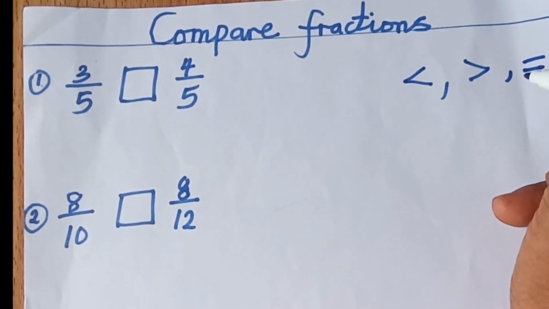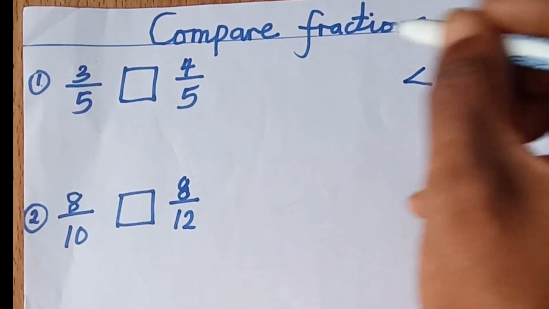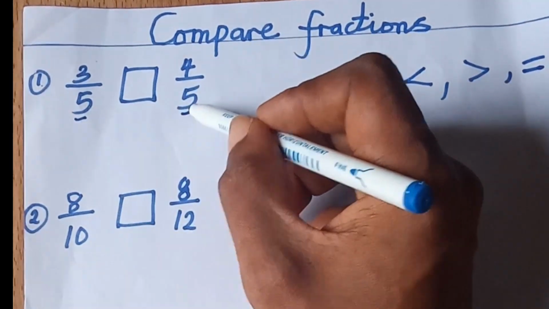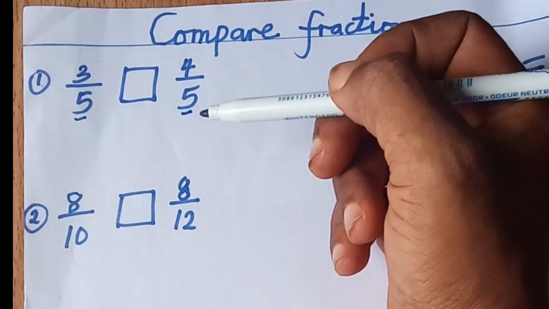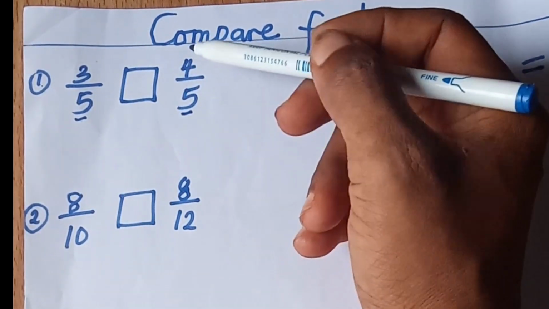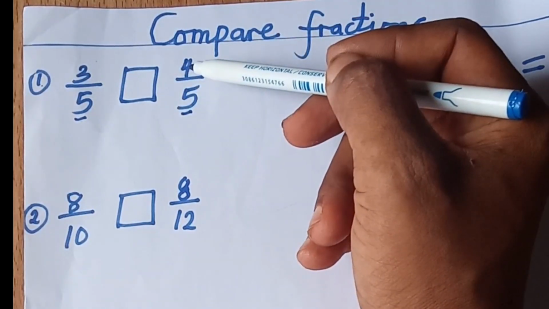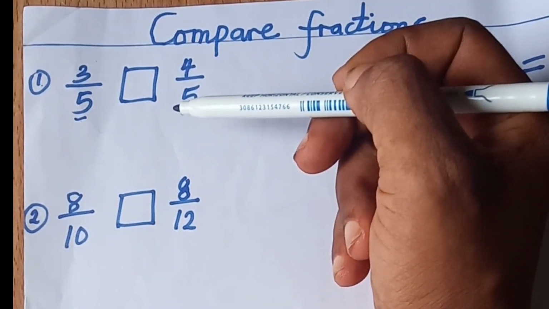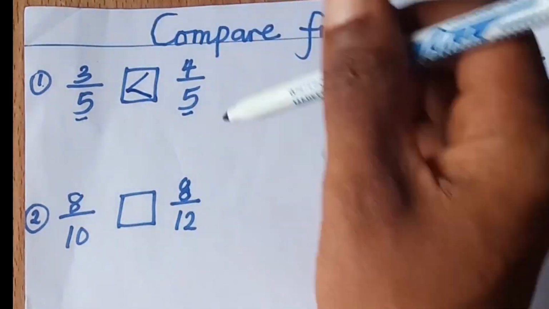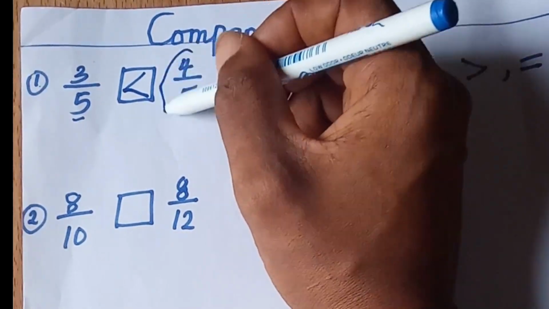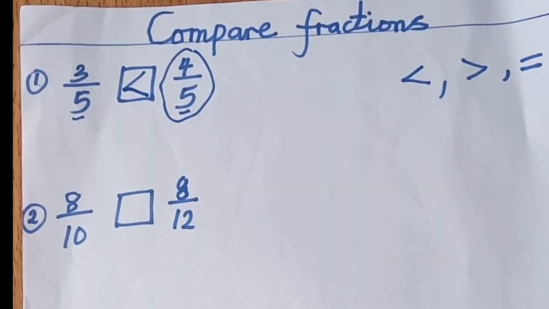If you have two fractions that have the same denominator, you can see that these ones have 5 and 5 as denominators. You look at the numerator; the one with the bigger numerator is the bigger fraction. So it means 4 all over 5 is the bigger fraction. Simple, right? We'll move on to the next one.